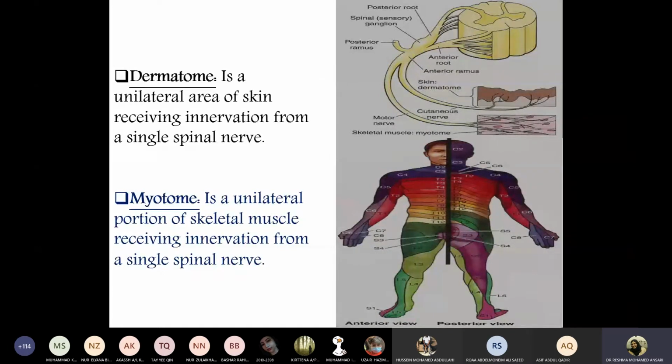So this you will learn in the nervous system. But at this level, for you to understand, one specific area is innervated from one particular spinal nerve, and if it innervates the muscle, we call it a myotome, and if it innervates the skin, it is called a dermatome. Clear? Yes, doctor. Okay.